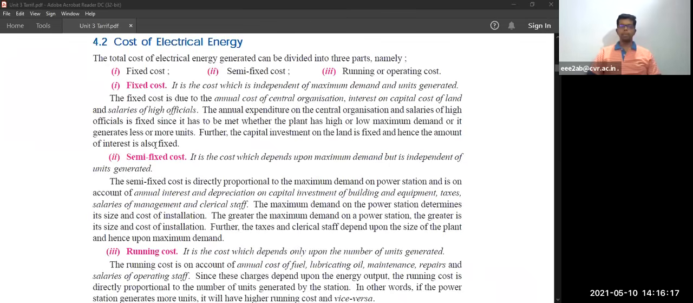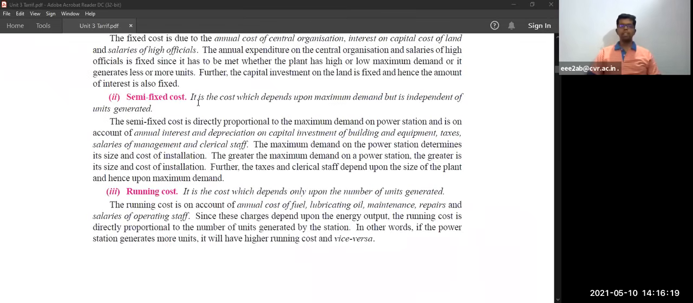The next thing is the semi-fixed cost. Semi-fixed cost is a cost which depends on the maximum demand, but is independent of the units generated. So semi-fixed cost is directly proportional to the maximum demand on the power station. It accounts for annual interest and depreciation on the capital investment of buildings and equipment, taxes, and salaries of management and clerical staff.